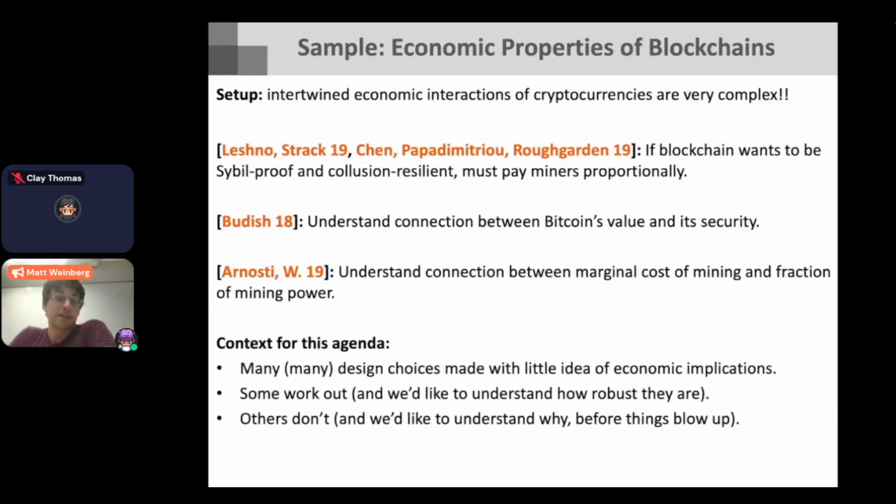And the last thing I'll just say is that there are so many design choices made in cryptocurrencies with very little idea of the economic implications. Some of them in the end work out, and we'd like to know how robust they are should the economic situation change over time. And a lot of them don't. There are some pretty big blow-ups where things that had a very large market cap exploded overnight. It would be nice if we had a theory to understand why before these big blow-ups happen.